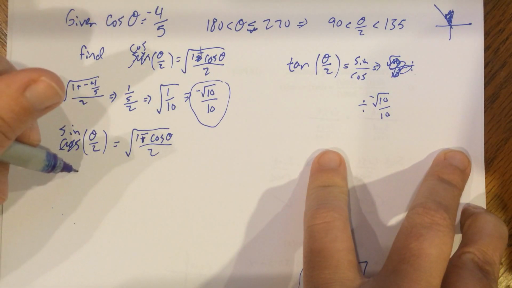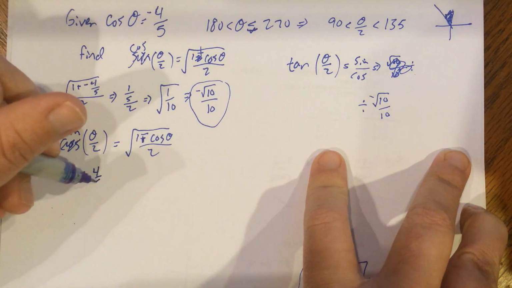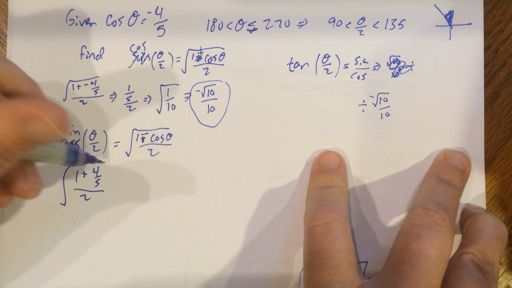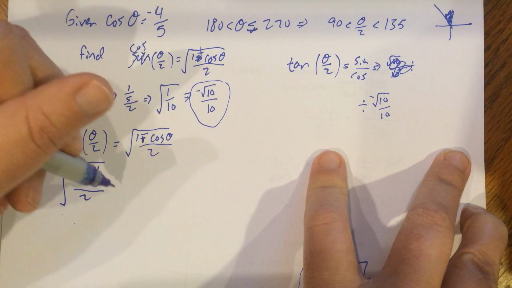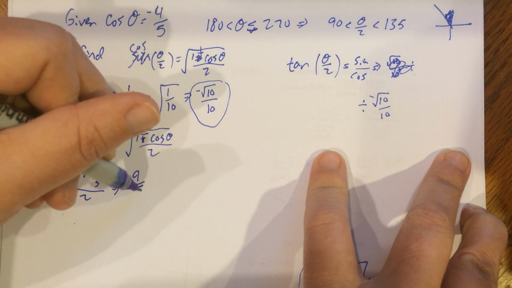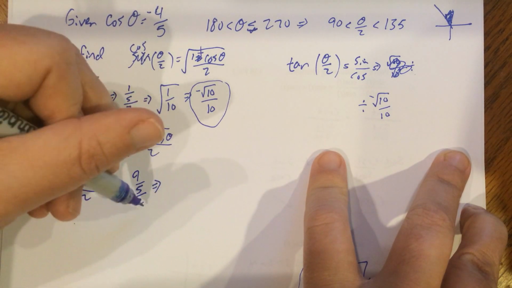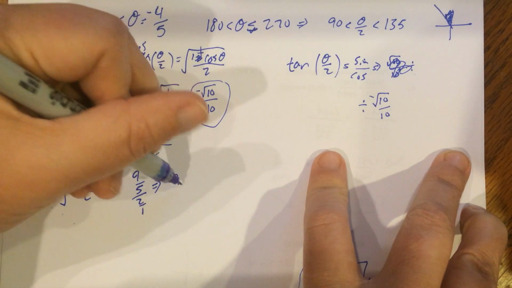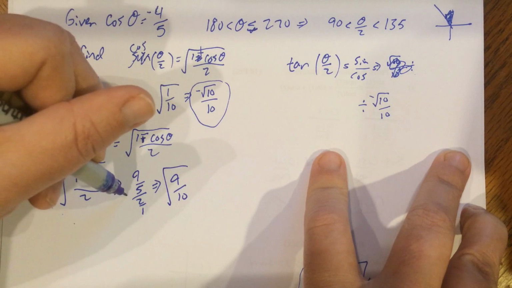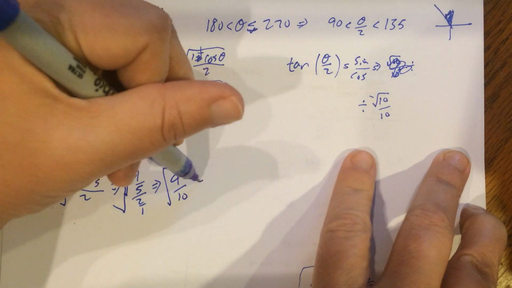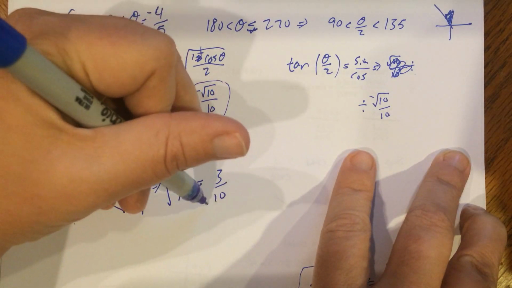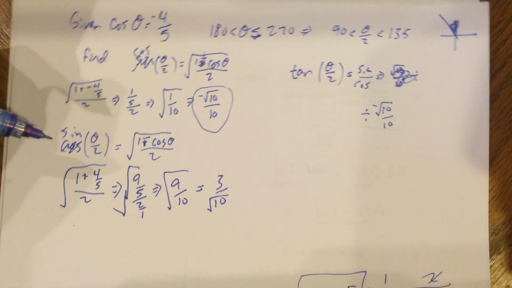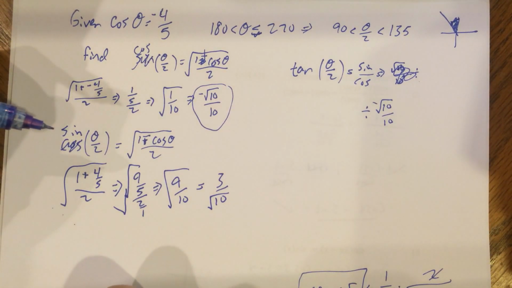We were lucky enough to get it, so we're going to get 1 minus a negative, which would be plus 4 over 5, over 2. So 5 over 5 plus 4 would be 9 over 5 over 2. Flip my 2 over 1 and multiply. 9 over 10, all under square root. So 3 over square root of 10. Sine we already talked about being positive.